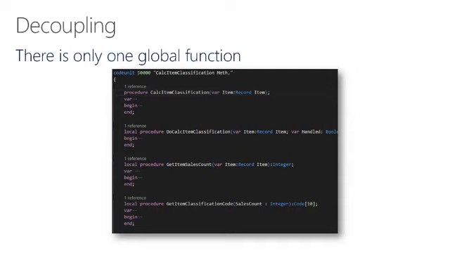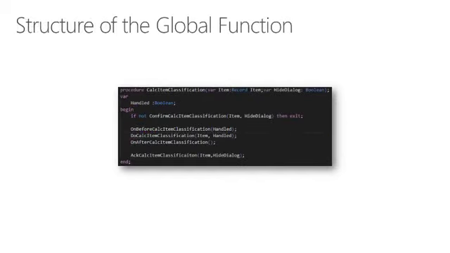Also part of decoupling, there's only one global function, and we've seen this before as well. So I hope you can see the pattern here. Within the calc item classification method code unit, we have a single procedure that's the global procedure, and all methods that are part of that flowchart are steps. All the steps in the flowchart have procedures that are local inside of the code unit.